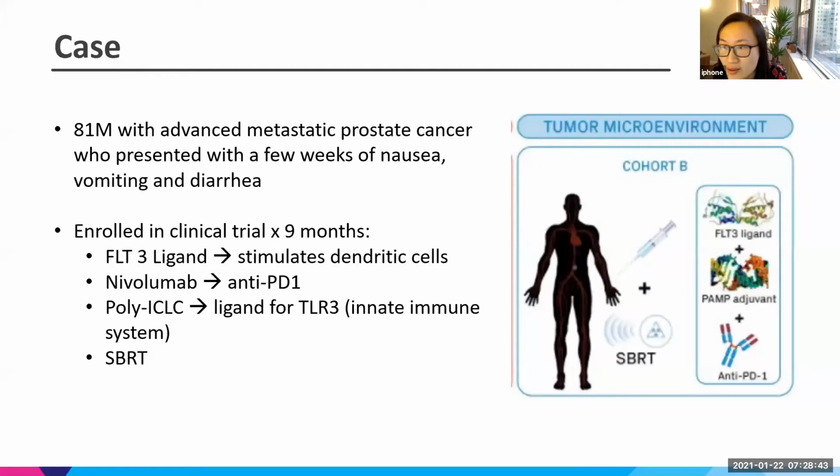So our case begins with an 81-year-old gentleman. He has a history of advanced metastatic prostate cancer who presented with a few weeks of nausea, vomiting, and diarrhea. He's enrolled in a very interesting clinical trial, and for the past 9 months, and I actually had time to go back and look at some of the medications that he was on. So he's on nivolumab, which we all know as an anti-PD-L1. He's also on this novel clinical trial arm that includes something called a FLT3 ligand.